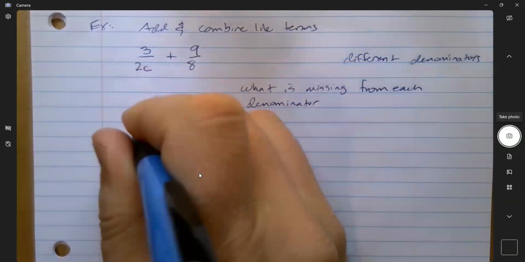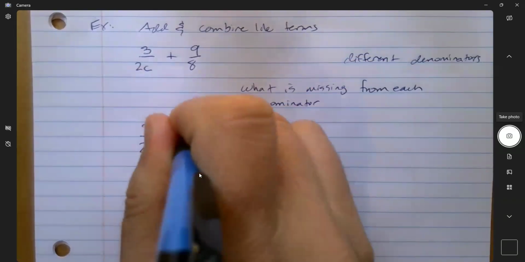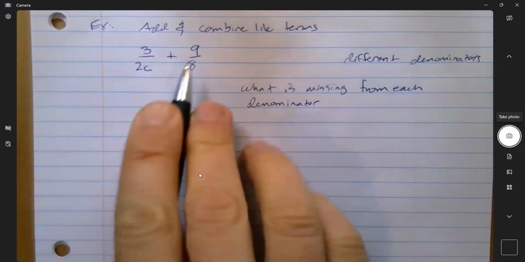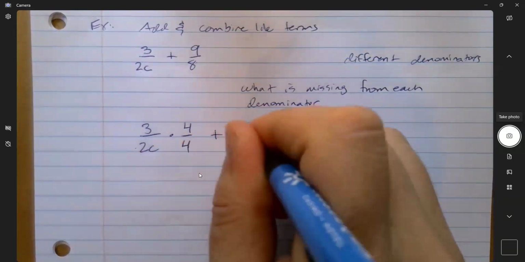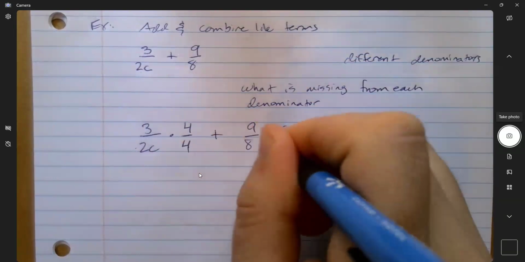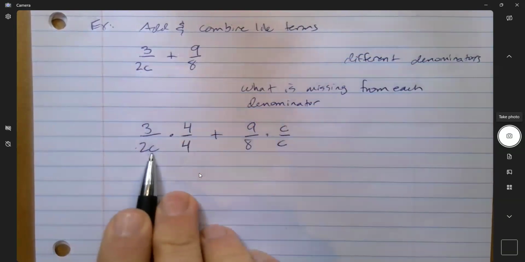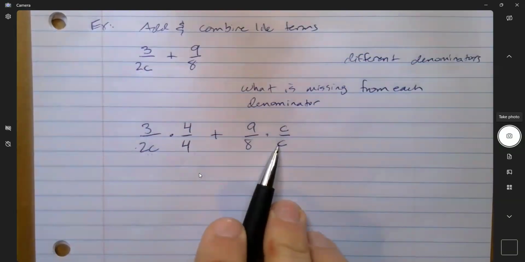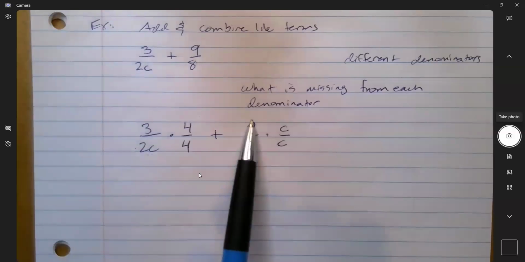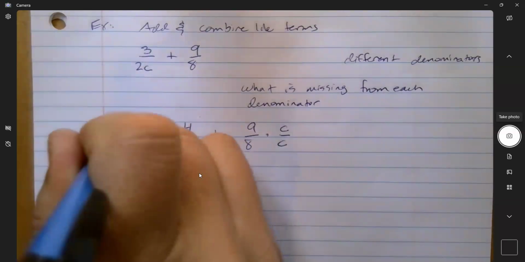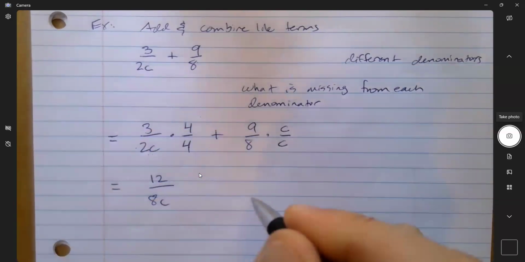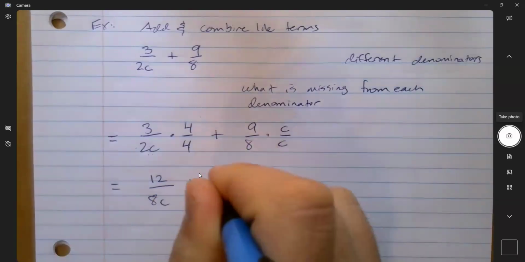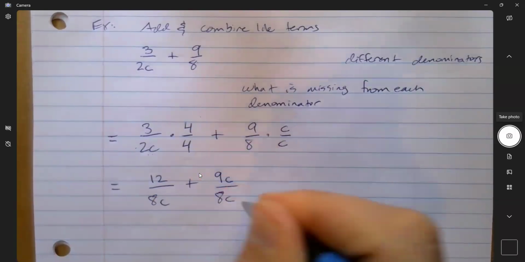2c is missing a 4 because that will get me to the 8. 2 times 4 gets me to the 8. And the 9 over 8, that's missing a c because there needs to be a c in the denominator. Remember, you treat c just like any other prime. If it's missing from one of the pieces, then you multiply by c over c. And I get 3 times 4, which is 12 over 8c, plus 9 times c, which is 9c over 8c.